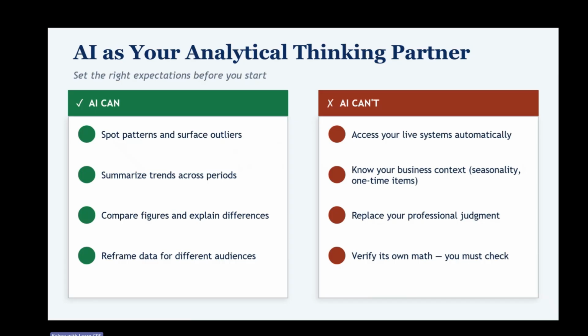Think of it as a very capable analyst who needs you to hand them the spreadsheet and tell them what you're looking for. So make sure that you are verifying what's coming out of it as well. You must check. You cannot just get an output from AI and say, oh, that must be right. You want to verify its math. You want to make sure that it makes sense and passes your knowledge, right?